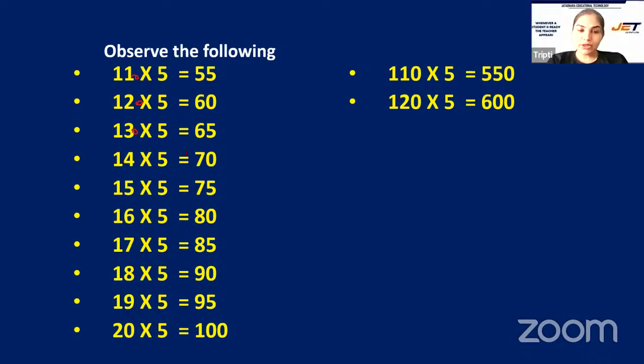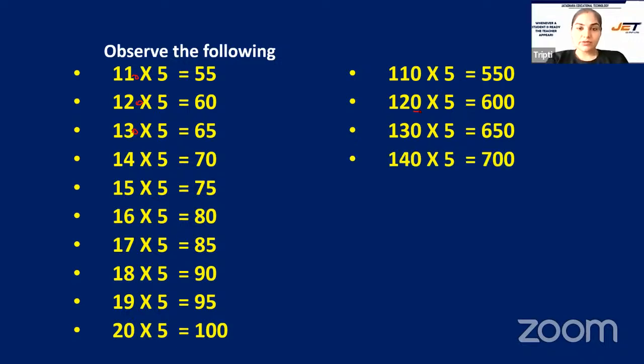So 120 times 5 is 600. Like 12 times 5 is 60, but 120 times 5 is 600 because there is one extra 0 over here. Next is 130 times 5, which is 650. 140 times 5 is 700, because 14 times 5 is 70. So one 0 extra is here, so 700.